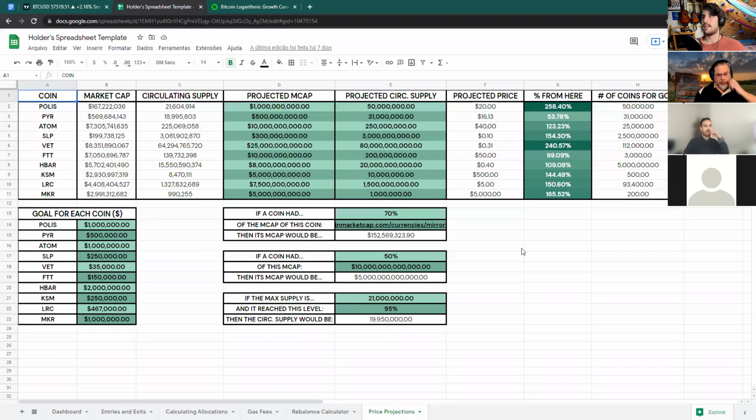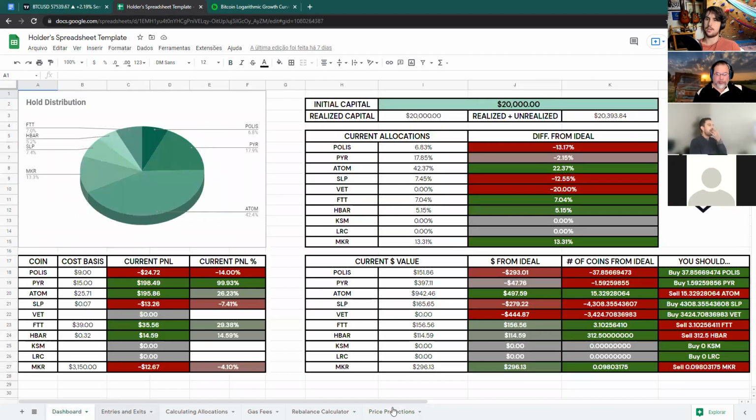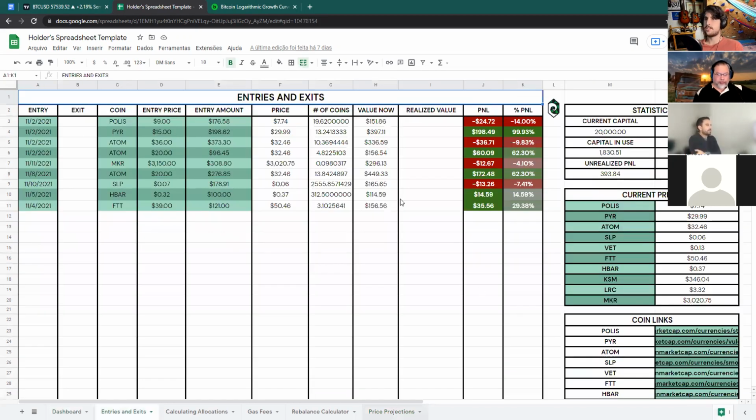The more traditional way to do it, and I've included a calculator for that in the trading and holding spreadsheet that we have. You can go to the resources channel on our Discord, and it's one of the pinned messages. You can make a copy of this spreadsheet, and it has all the tabs we've covered in the past. This price projections tab is new.